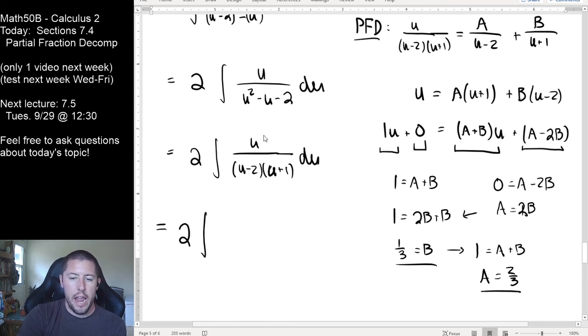Notice that the integrand u over (u minus 2)(u plus 1) is exactly equal to this sum right here. This 2 had nothing to do with my partial fraction decomposition. It's been along for the ride on the outside this whole time. So what I'm seeing here is 2/3 is my first power. So I'm going to get 2/3 over u minus 2 plus 1/3 over u plus 1 du.